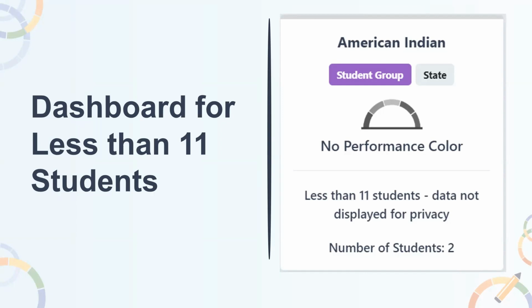The number of students, or N size, is 2, and similar to the other cards, there is an option to select the student group or compare it to the state student group results. Any LEA school or student group with less than 11 students in the denominator is not held accountable for DA at the LEA level and CSI and ATSI at the school level.